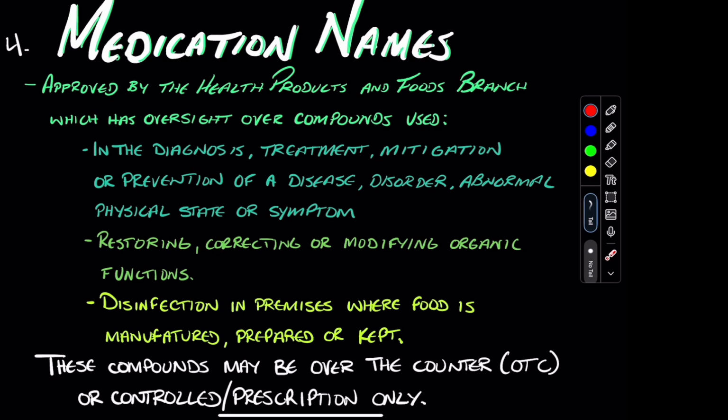So anything that's involved with diagnoses, treatments, prevention of diseases, even devices and cleaning supplies, is monitored under this branch of government, or oversight body, you could call it. They're also in charge of deciding which of these compounds are going to be available over the counter and which ones have to be controlled or available by prescription only.